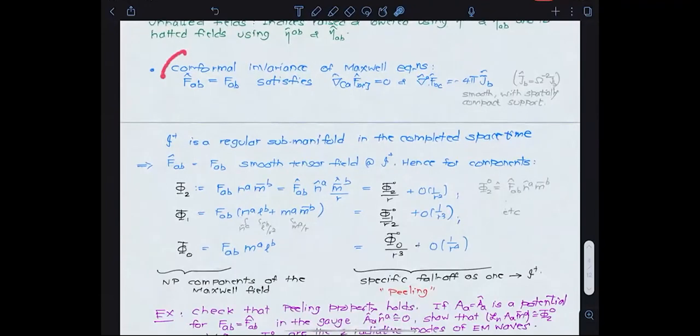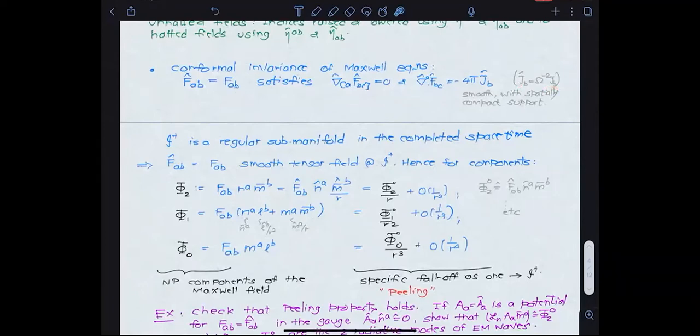The conformal invariance of Maxwell's equation says that if I set f hat equal to f, then the curl of f hat is also 0. This can be the grad hat derivative operator. It doesn't actually matter which derivative operator you choose. And similarly, the divergence of f hat is also given by a current. That current is related to the physical current by omega to the minus 2.